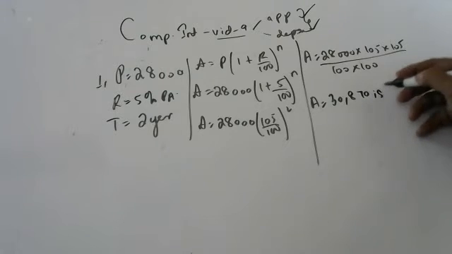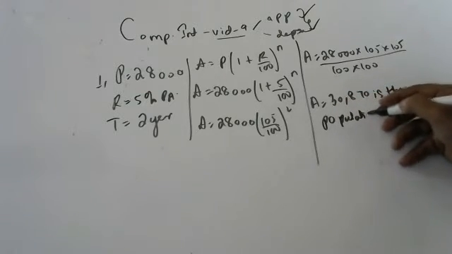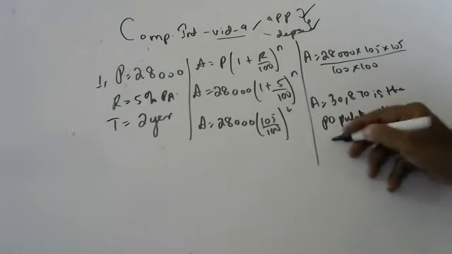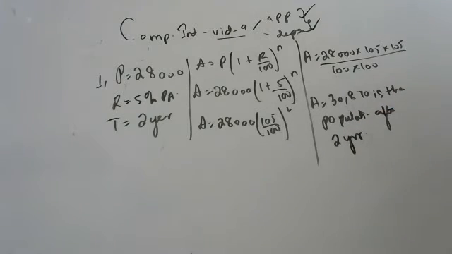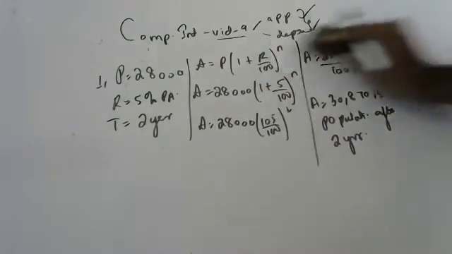30,870 is the population after 2 years. This will be the population after 2 years at the rate of this increase. Same, it is increasing. Second sum.